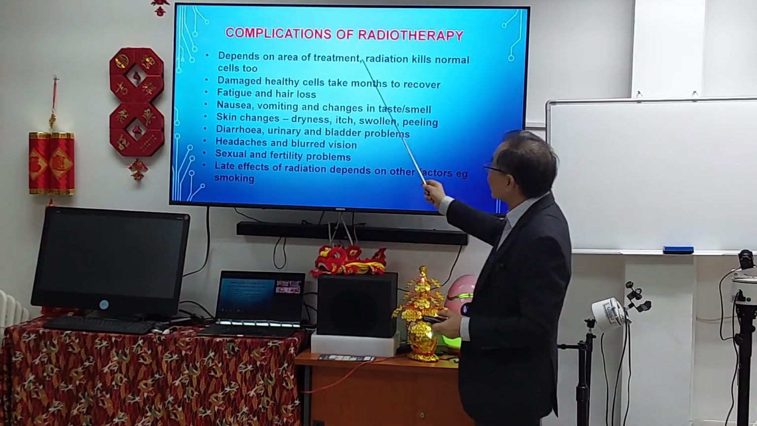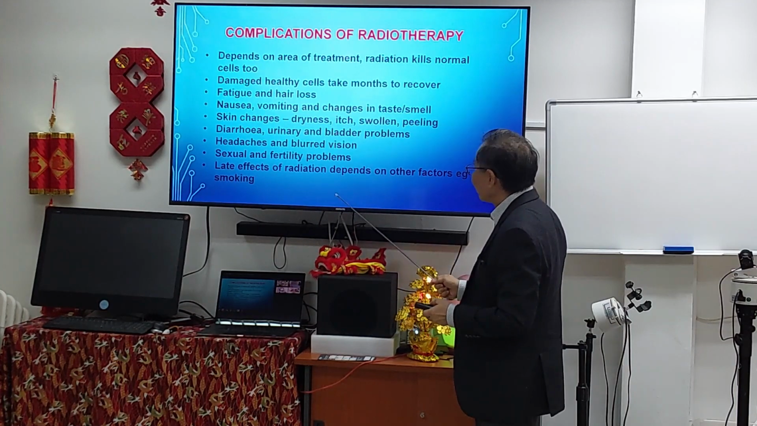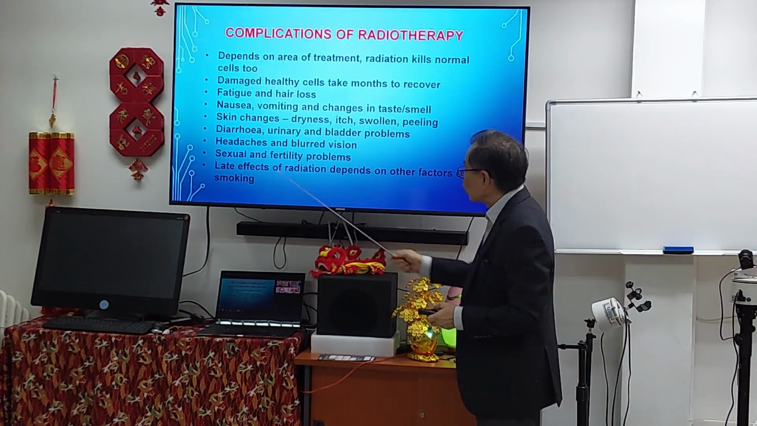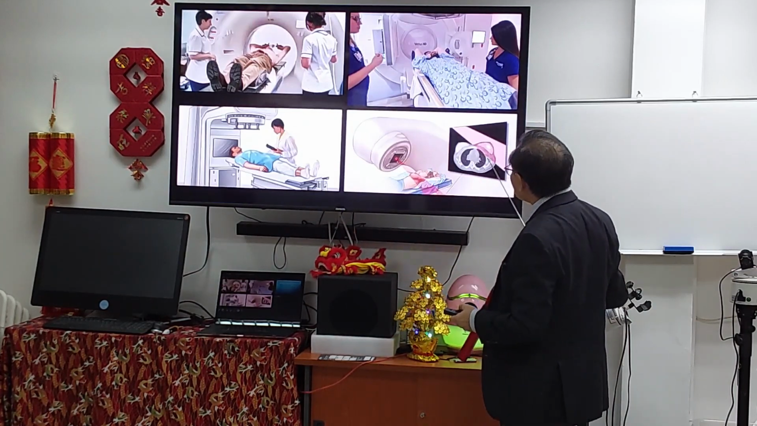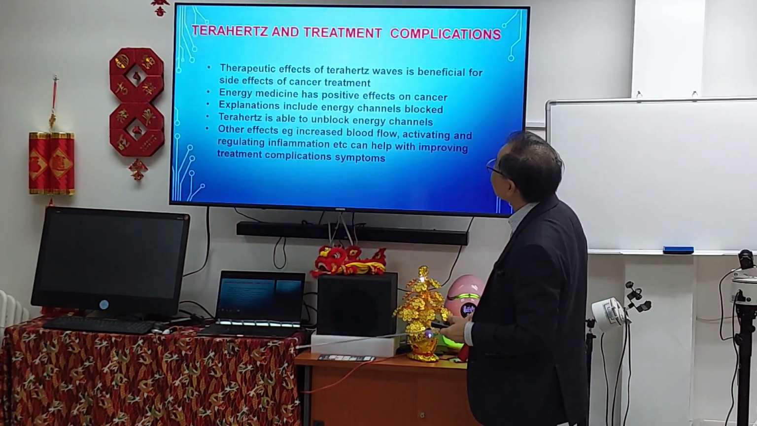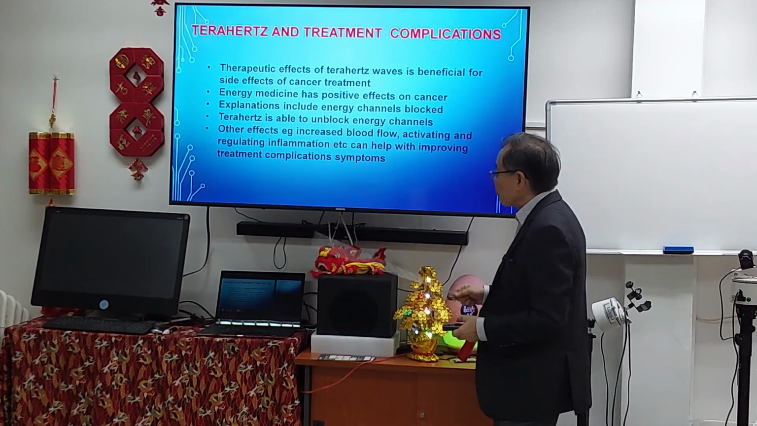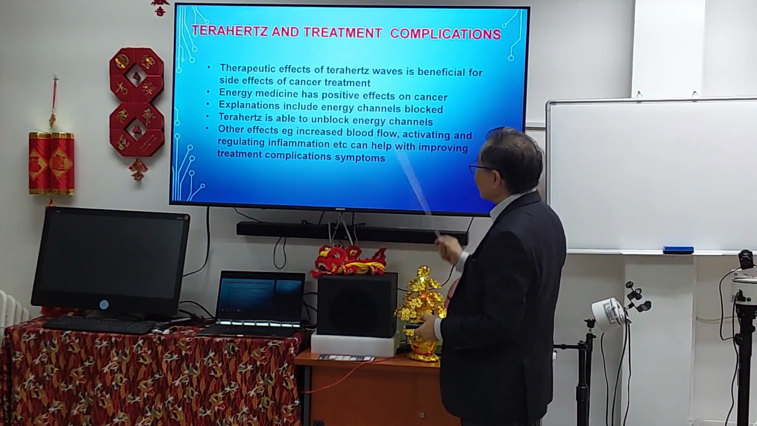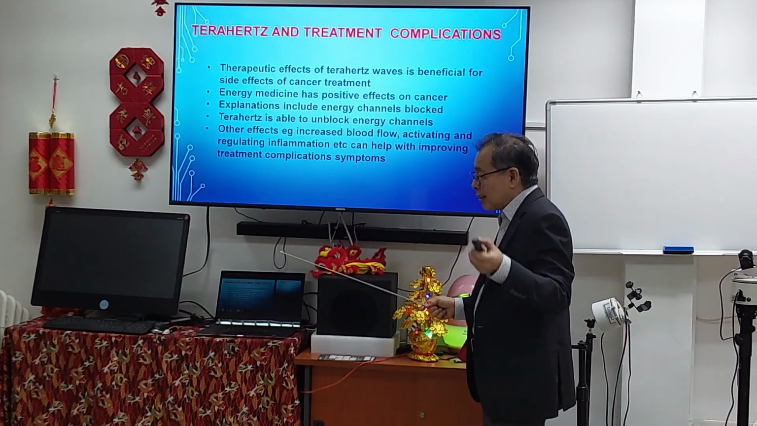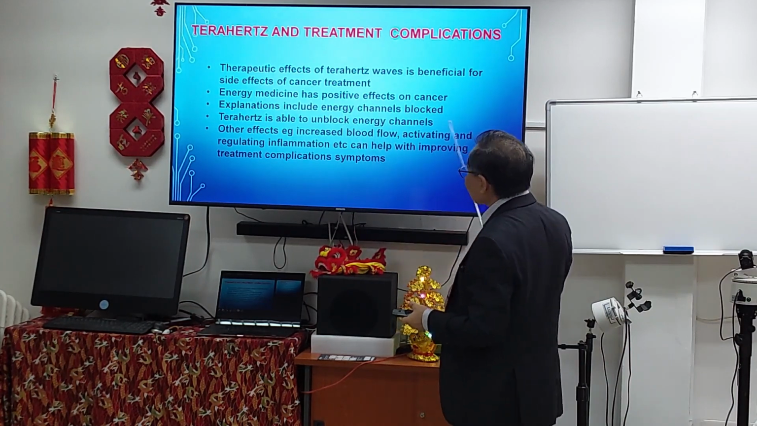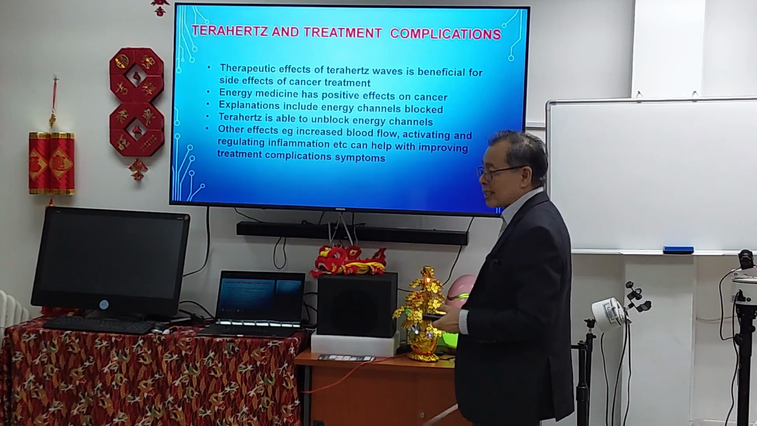Radiation? Depending on area of treatment, radiation also kills your normal cells. Takes months to recover. All kinds of problems. And depending on whether you smoke or not, the effects of radiation may vary. So that's what radiation treatment is like. Breast radiation treatment. THz: for a lot of cancer patients experiencing a lot of side effects from treatment, THz is able to ameliorate the side effects of cancer treatment. Of course, if you follow what some people say about energy channels, THz is able to unblock them, but more important, it increases blood flow, regulating the inflammation and improving the drainage. That's why things get better.